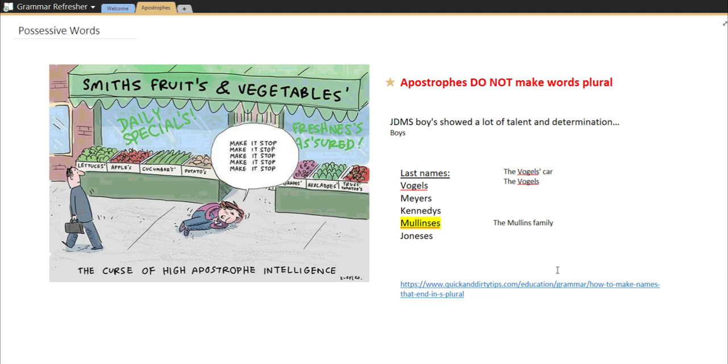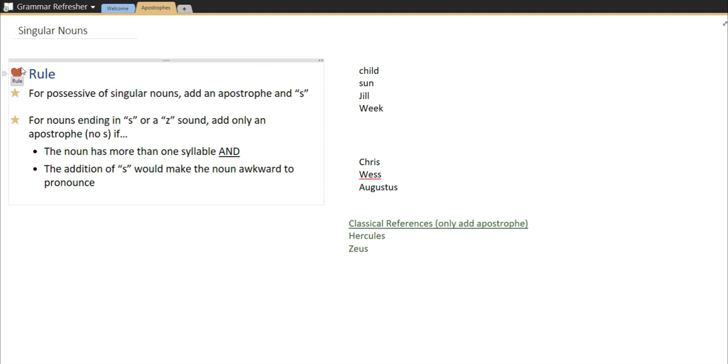Now, let's take a look at singular nouns. I have the rule here posted with a little star because we love apostrophe rules. And each rule here is noted with a star. So heart for the rules, stars for the breakdown of the rules. Okay, so some of this may seem kind of elementary. Just bear with me because we want to start with the foundation so we can build up to more complex uses of apostrophes.